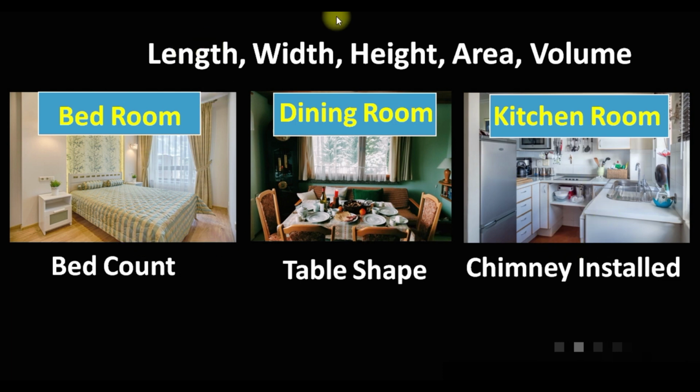Now the thing is that these are common properties for all three, and these are specific properties for a specific room. So we can create a room class where we maintain all the common properties, okay, and we can reuse these for the bedroom, dining room or kitchen room. If the bedroom class inherits the room class, it will get access to length, width, height, area and volume, as well as its own property, that is bed count.